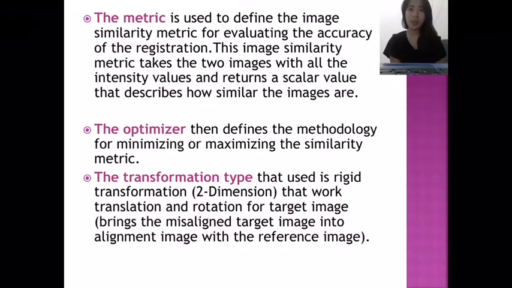The metric is used to define the image similarity, for evaluating the accuracy of the registration. This image similarity metric takes the two images with all the intensity values and returns a scalar value that describes how similar the images are. The optimizer defines the methodology for minimizing or maximizing the similarity metric. The transformation type used is rigid transformation in two dimensions, with translation and rotation for the target image, which brings the misaligned target image into alignment with the reference image.